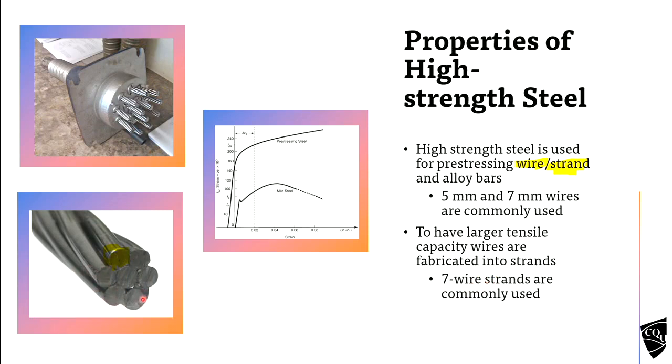A couple of strands make a tendon. This is called a tendon. You can see there are a couple of strands, 1 2 3 4 5 6 up to 12. I think 12 strands are here. This is called one tendon. It will go like this.